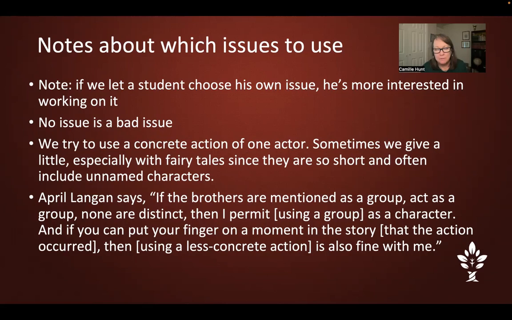So I can put my finger on a moment in the story where the action occurred, then using a less concrete action can work. But usually we want something very concrete. So if we ask whether the second little pig should have trusted the third little pig, we want something very concrete. How did he show his trust? What was the concrete action in which he demonstrated his trust? When was it embodied so that somebody could see it if they're watching the pig?